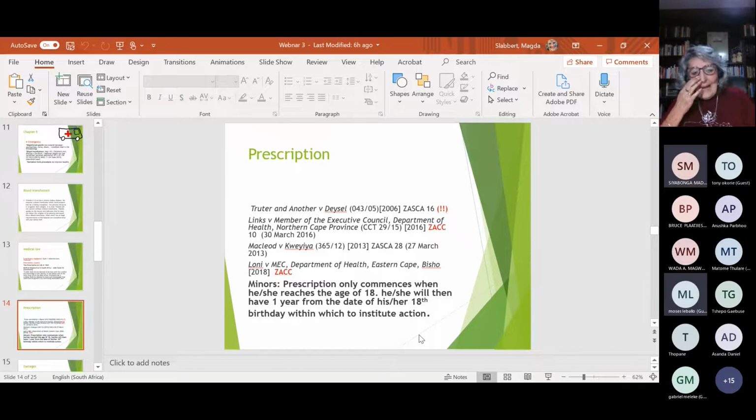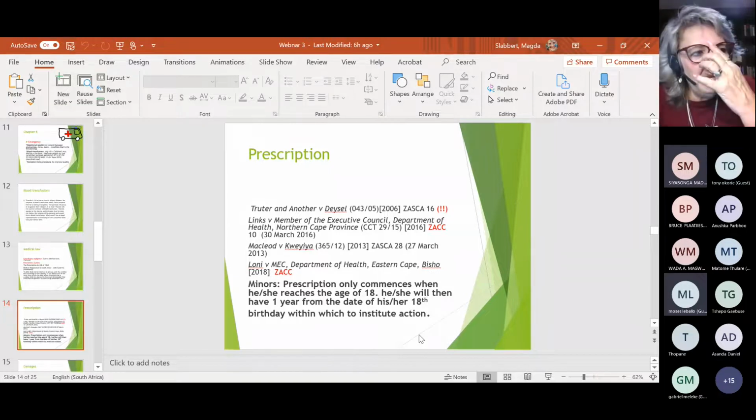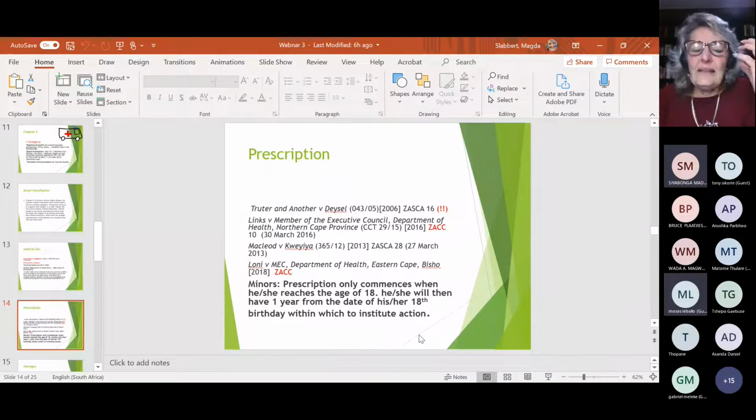Now, in your activity, you've also come across the Prescription Act and how it was applied. So there are 4 cases if you want to have clarity on prescription. The first one is extremely sad. And fortunately, with the Constitutional Court case, it has been overruled with the 2 Constitutional Court cases of Links and Loney. But in the Trutter case, the patient went to an ophthalmologist and there was something wrong with his eye, and it was the one operation after the other, and eventually he lost the sight. He could not see with the eye anymore.